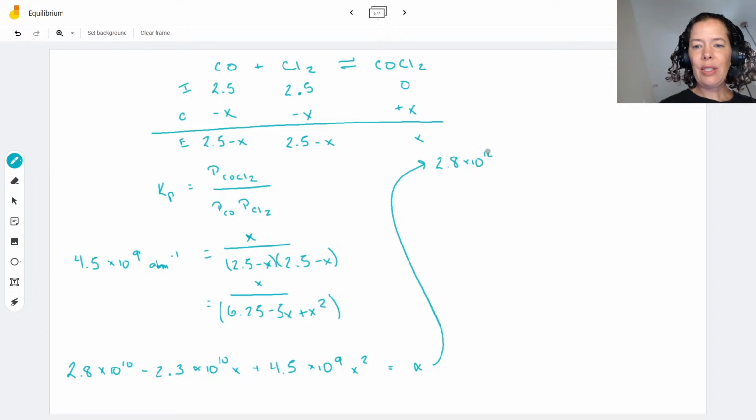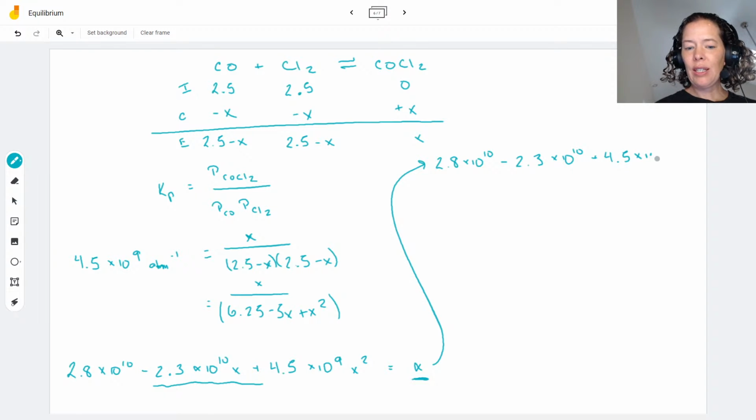2.8 times 10 to the 10th, because I am subtracting x from 2.3 times 10 to the negative 10th. This is still 2.3 times 10 to the negative 10th. Subtracting 1 doesn't actually do anything to it. 4.5 times 10 to the ninth, x squared, and this, of course, equals 0. So now I have my quadratic in the proper form. I have my a, my b, and my, oh, this is b. I just dropped my x there.